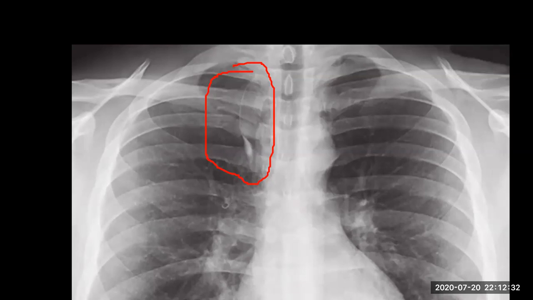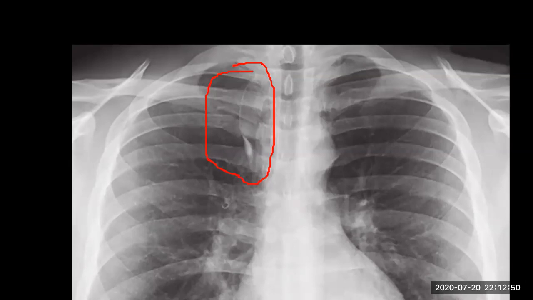And the comma shape here, what is that? Azygous lobe. Azygous vein, sorry. Azygous vein. Okay, azygous vein.